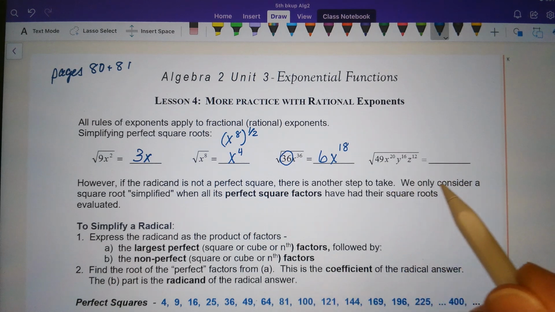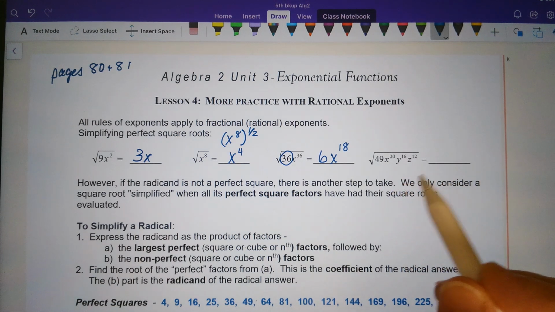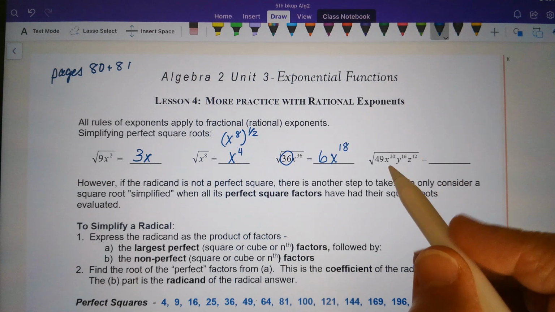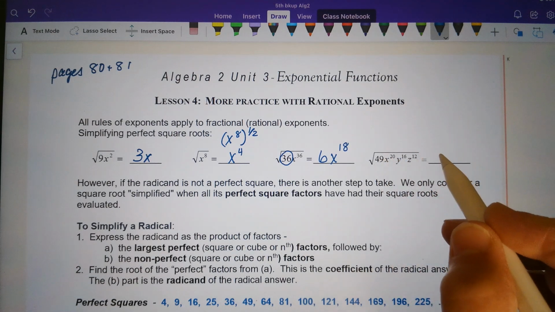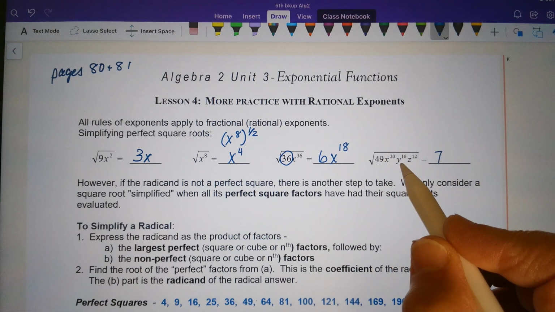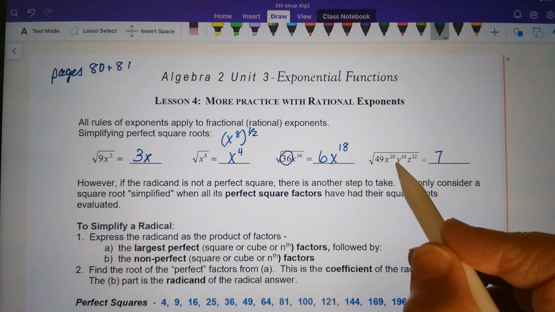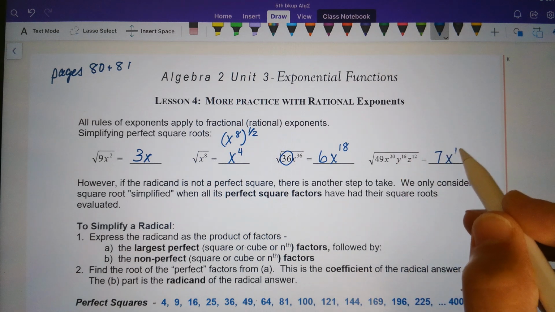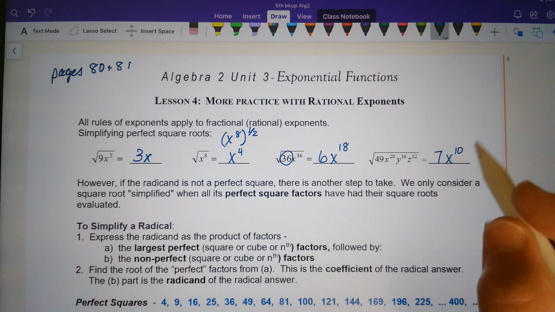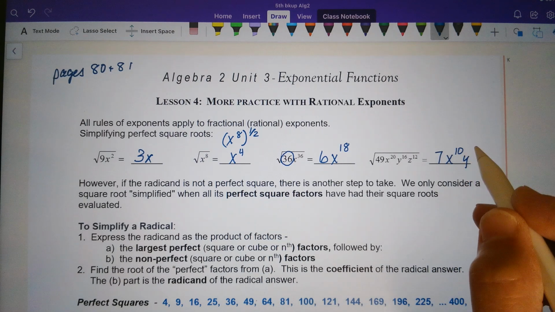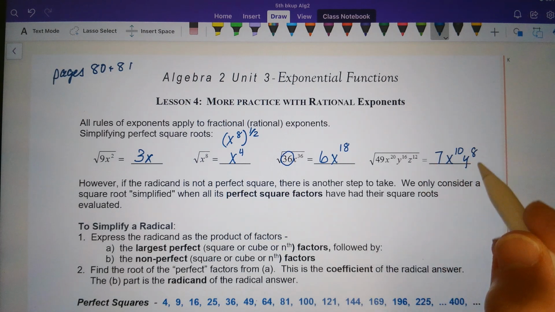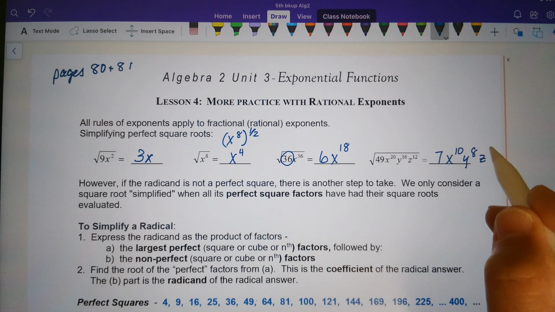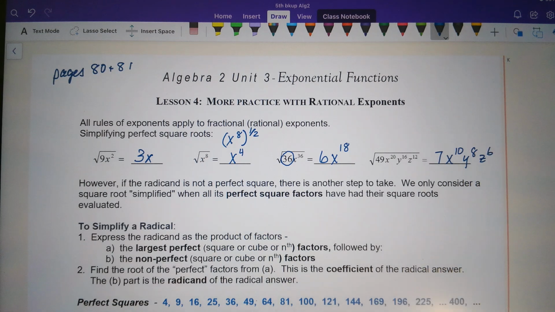The square root of 49, x to the 20th, y to the 16th, z to the 12th. Well, the square root of 49 is 7. Now with our exponents, take each exponent and multiply by 1/2. 20 times 1/2 is 10. 16 times 1/2 is 8. And 12 times 1/2 is 6, z to the 6th. So we have 7, x to the 10th, y to the 8th, z to the 6th.